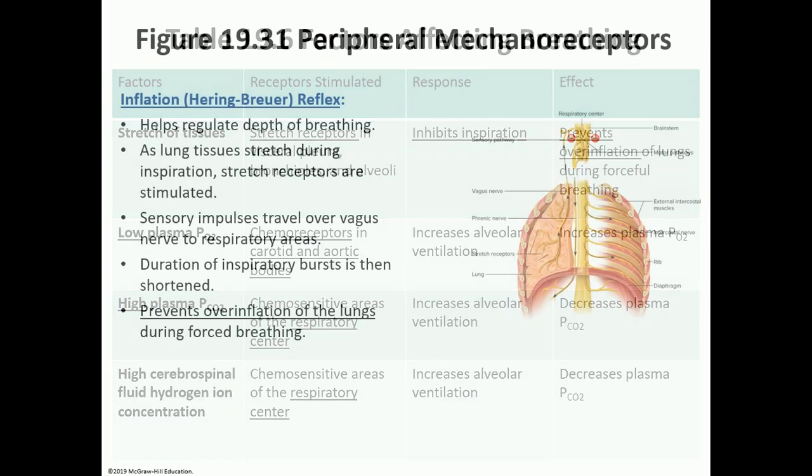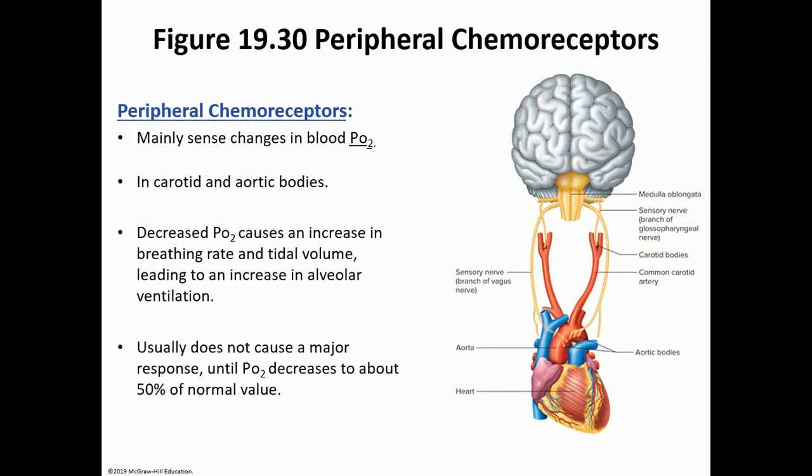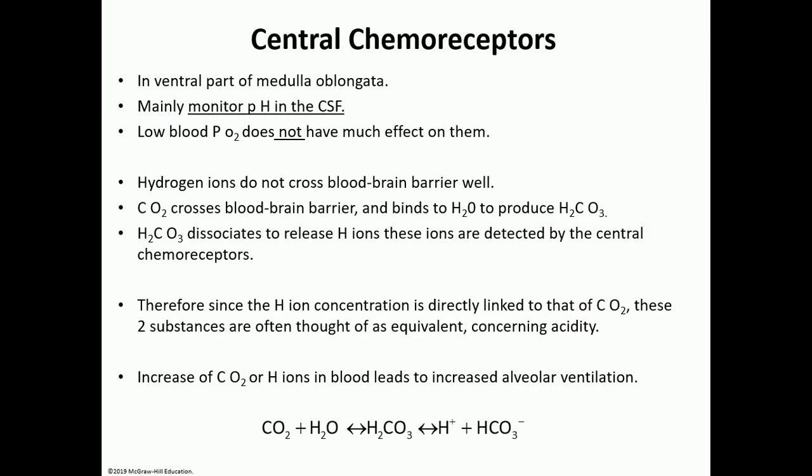We have not talked about the central chemoreceptors. Was it skipped? It was. Okay, so your central chemoreceptors, those are the chemoreceptors that monitor the changes of pH in the CSF, and these are the ones that are the most important. They monitor pressures of carbon dioxide, and they monitor the pH levels.